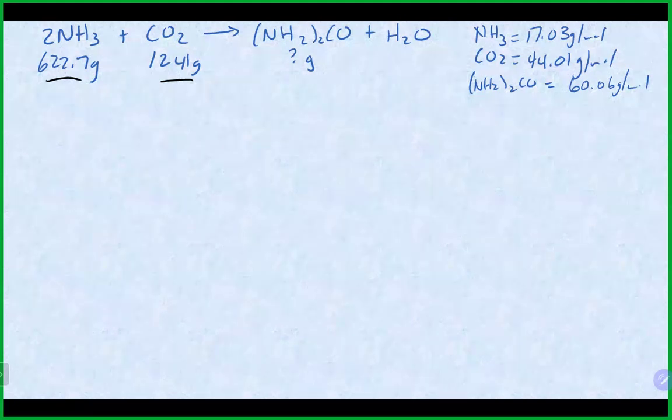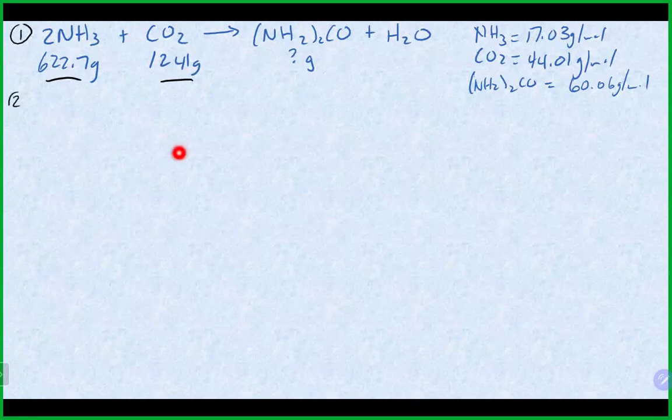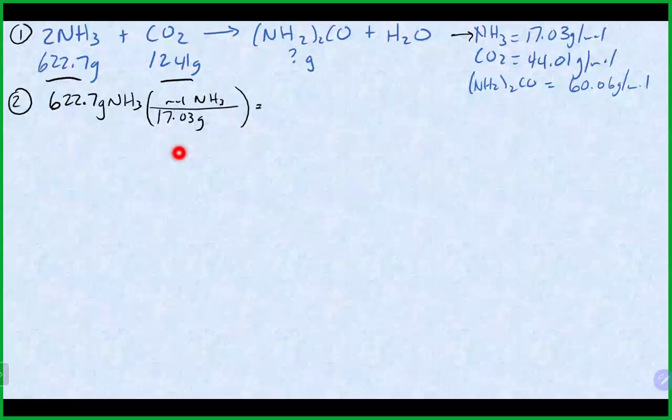So in this case, we're going to balance the equation, which already is. We're going to convert to moles, which we do need to do here. So we'll take our 622.7 grams of NH3. They were nice enough to give us the molar mass. If not, you would have to go to the periodic table, obviously, and calculate that yourself. 17.03 grams per mole. And that's going to give us here 622.7 divided by 17.03, about 36.56, we'll call it.